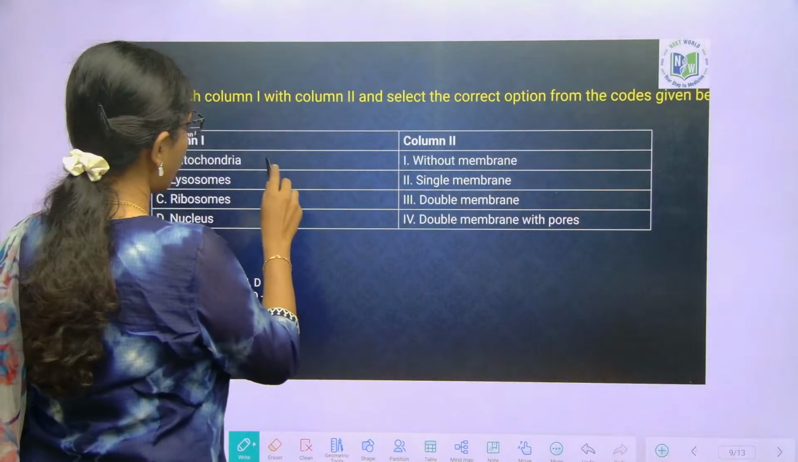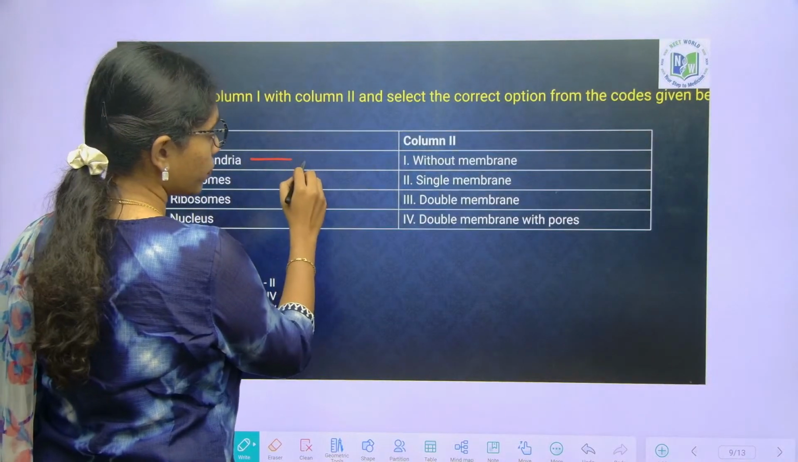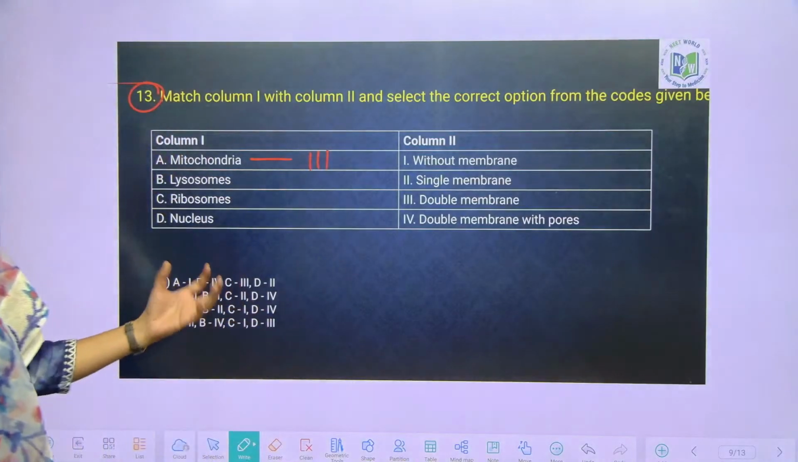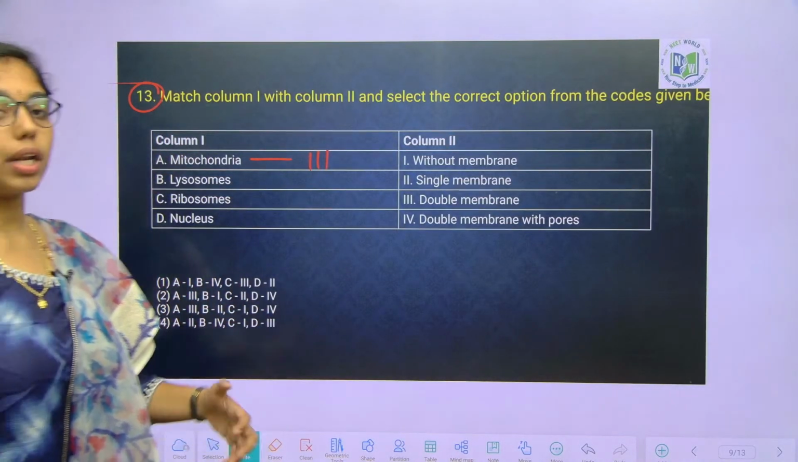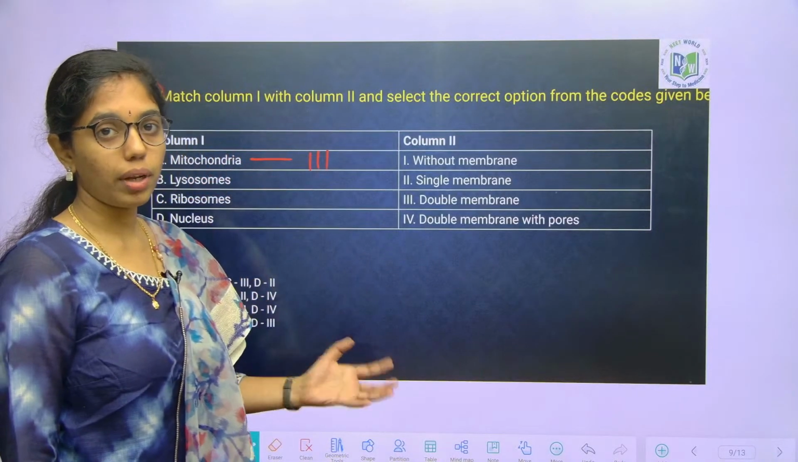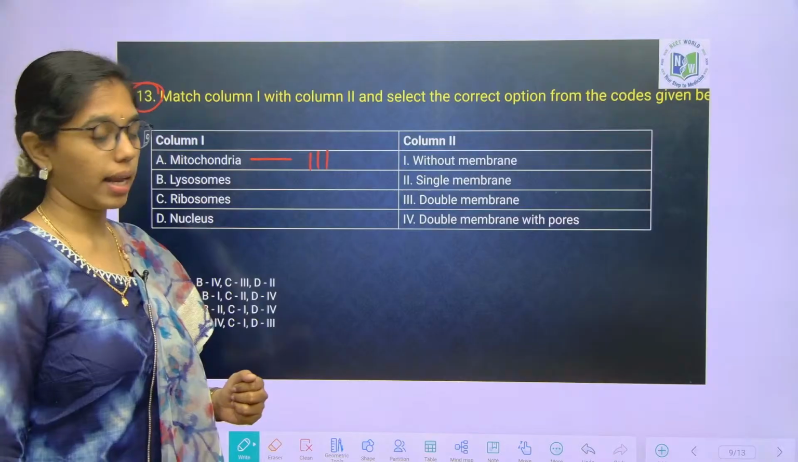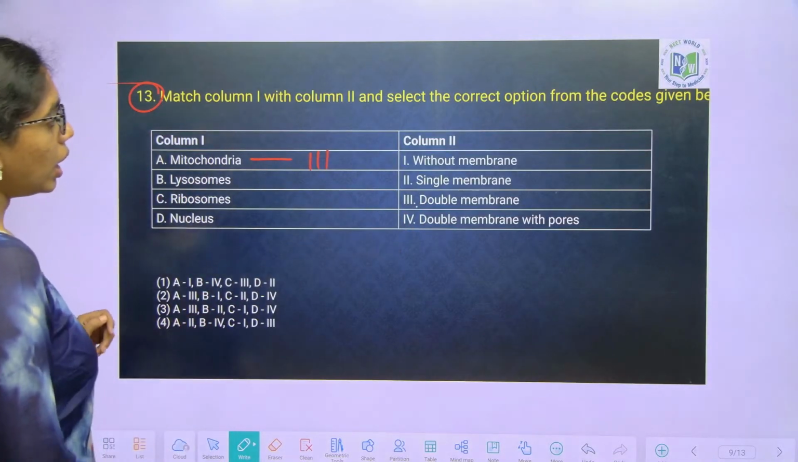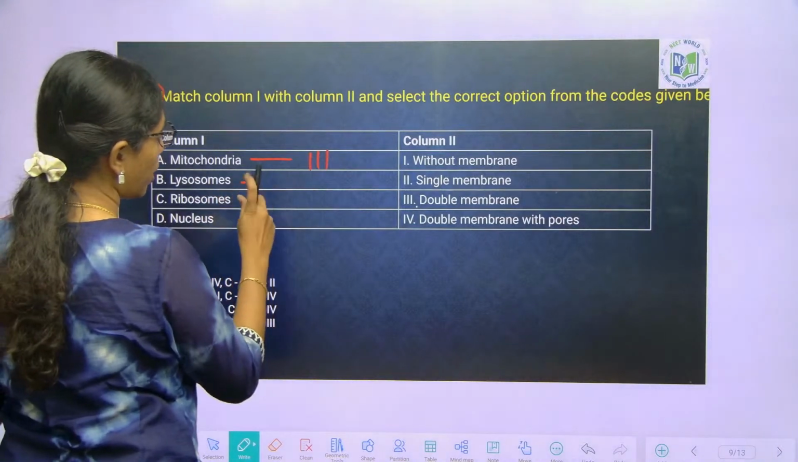Mitochondria, which is a double membrane bound organelle. Option 3. Because we have sorted out initially the different organelles like non-membranous, single membrane bound, double membrane bound, only when we are exercising about plant cell and animal cell. Mitochondria is a double membrane bound organelle. Lysosomes are single membrane bound organelles.